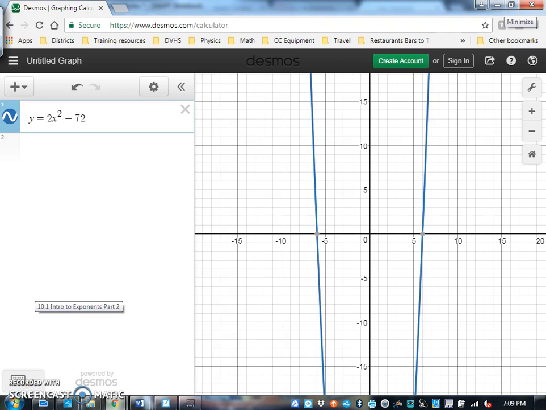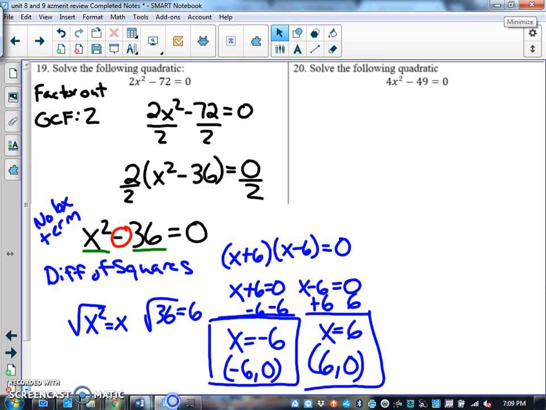My other option is simply to plug this equation into Desmos: y equals 2x squared minus 72. And find my x-intercepts. Those are going to be my solutions. And I see here I have (-6, 0) and (6, 0). These are my x-intercepts. These are both the solutions I saw on my screen here, and I solved that by factoring.